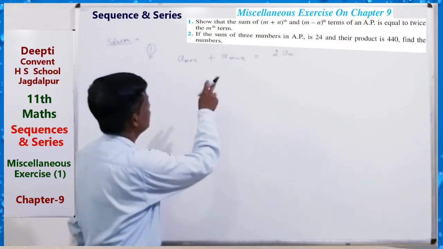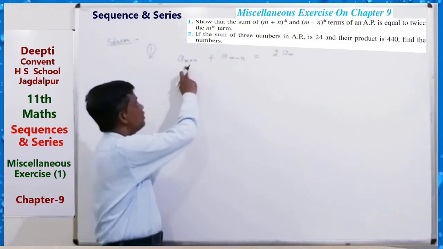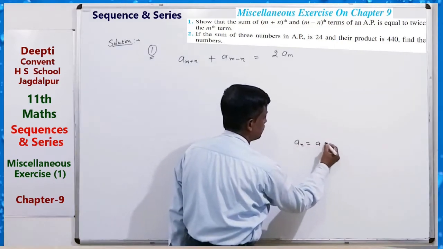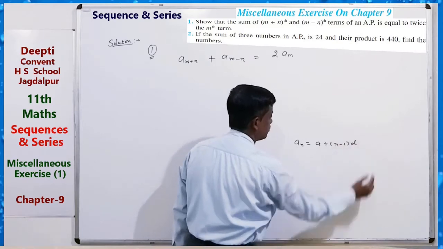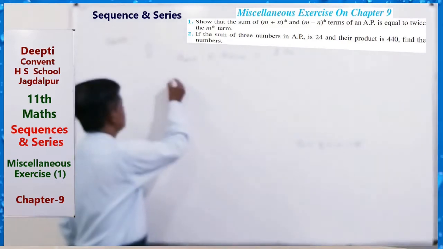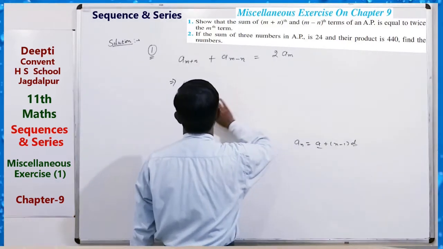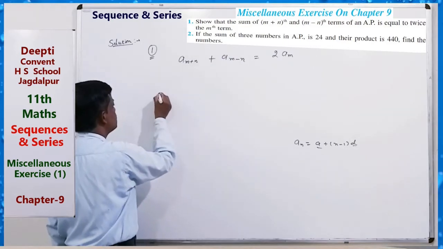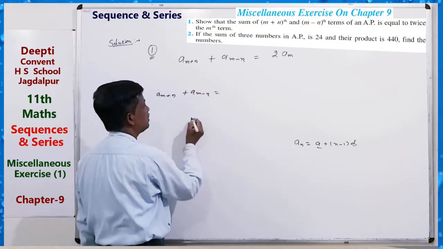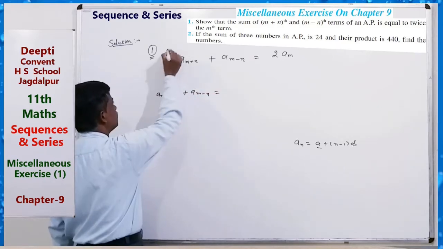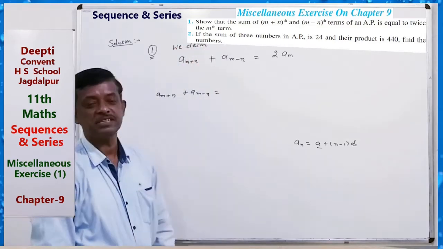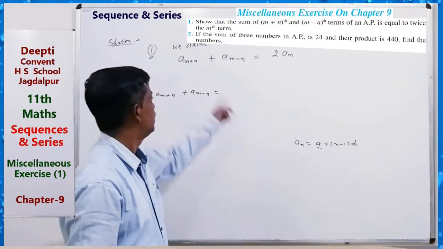Okay, so here in this AP, the (m plus n)th term. We know the nth term is equal to A plus (n minus 1) into D, where A and D are the first term and common difference. So here we have to prove this is equal to this. Clear? So here a(m plus n) plus a(m minus n) equals what? We claim, meaning what we have to prove. We have to prove this.